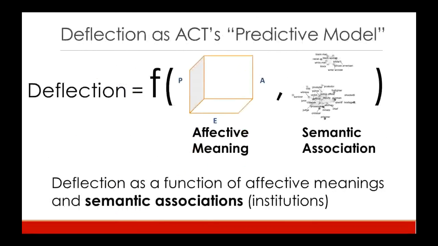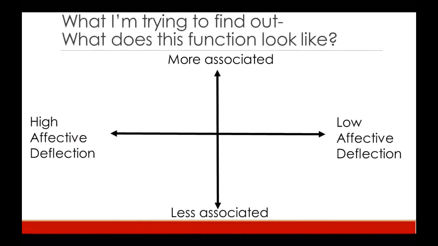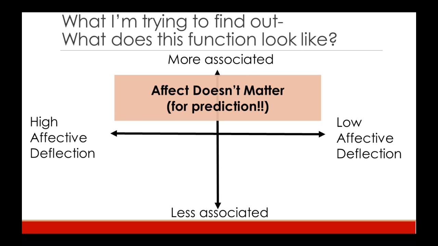The second piece is, what does that F look like? And I have no idea. I know, right? So here's a graph, a fake graph. Over there is low affective deflection, things that make more sense affectively, things that make more sense semantically. Up here, when things make a lot of sense semantically, again, this is what Chelsea said, affect really doesn't matter.